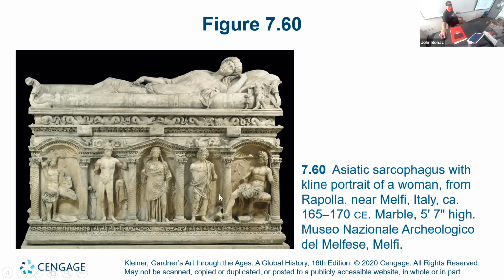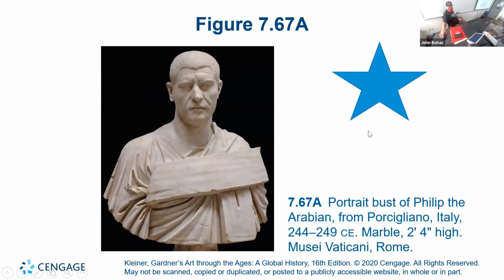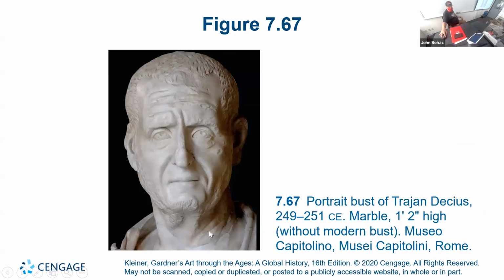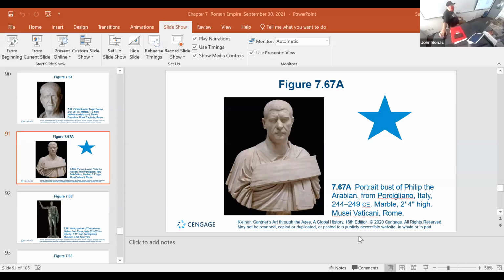Another sarcophagus, Asiatic sarcophagus. Again, with the sculpture of the dead person on top of the casket. And I showed you these guys. Again, Trajan. Naturalism over idealism. And I was going to show you another PowerPoint about how this comes out of Hellenistic Greek art, but I think I'll save that for Thursday.